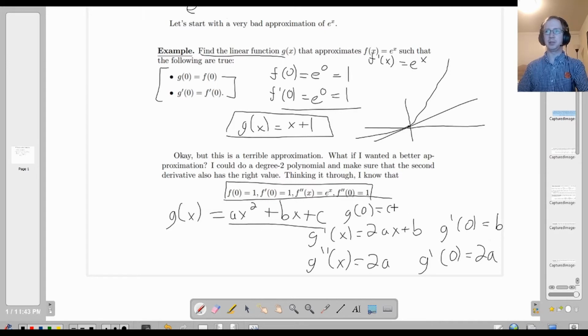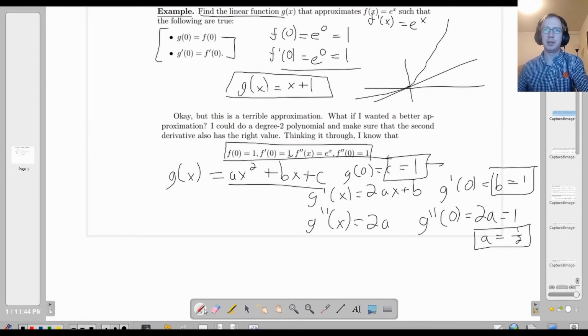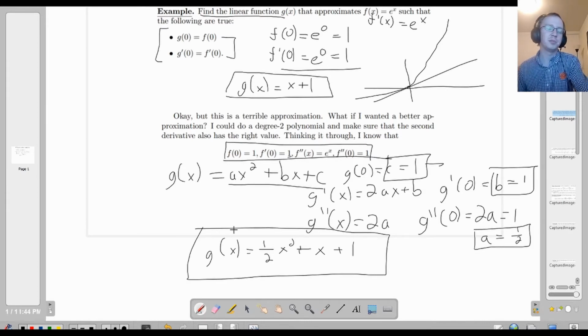I need to make sure that all these values are equal to the values I got for f. So g of 0 needs to be equal to 1. g prime of 0 needs to be equal to 1. And g double prime of 0, which is 2a, needs to be equal to 1. So I've got c equals 1, I've got b equals 1, and if I solve this, a equals 1/2. So I just found the quadratic function that's going to make all 3 of those requirements happen. So my quadratic approximation is going to be 1/2 x squared plus 1x plus 1. This should be a better approximation than my linear function was, if still maybe not perfect.